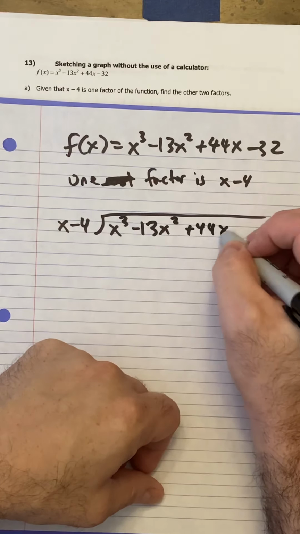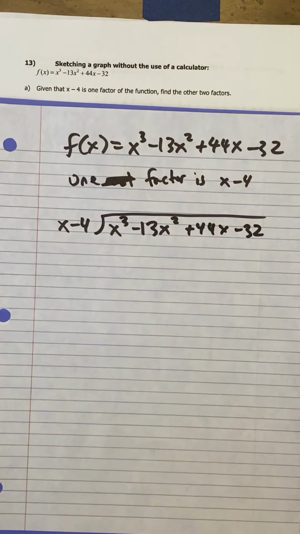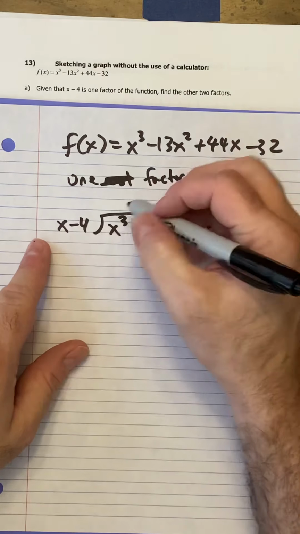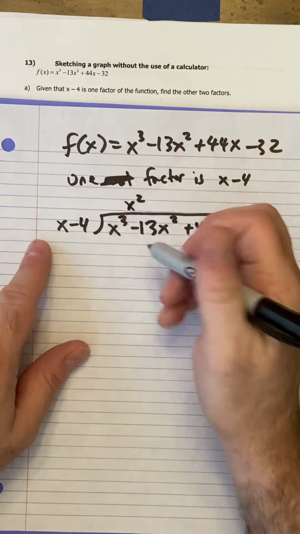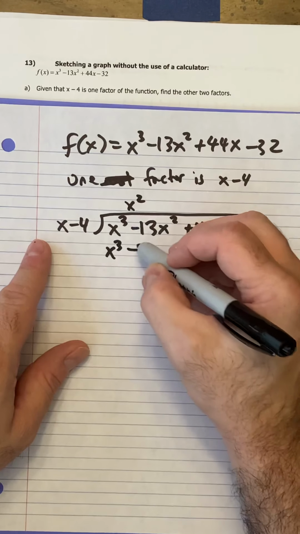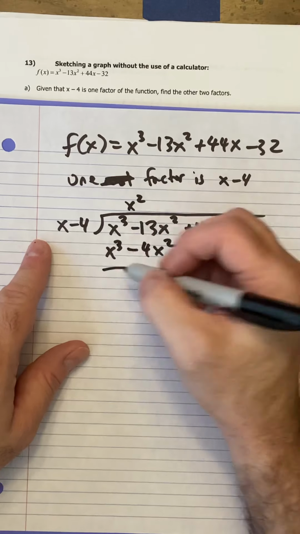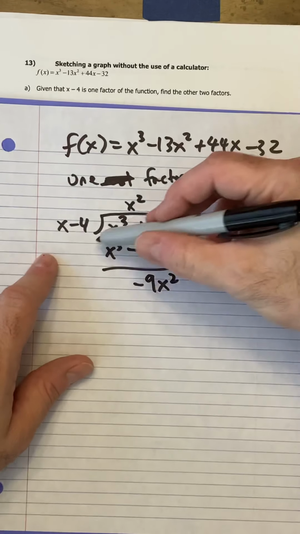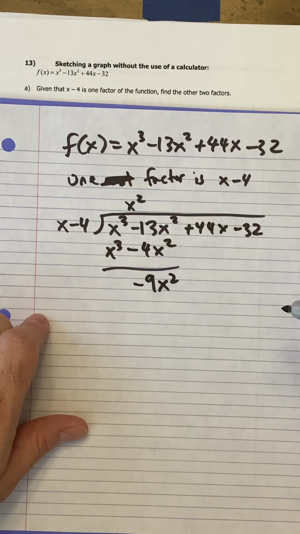Let's see what that looks like. So we do our usual division. This is what we've been practicing last week. X goes into x cubed x squared times. Multiplying down, we get x cubed minus 4x squared. We subtract. This is going to become negative 9x squared. We're adding 4x squared here.